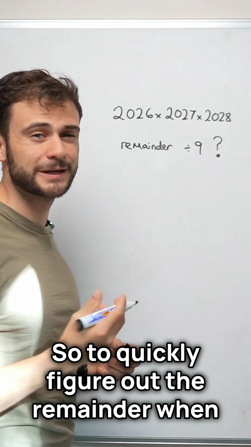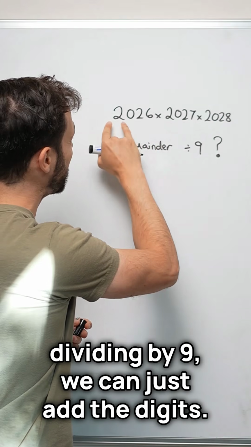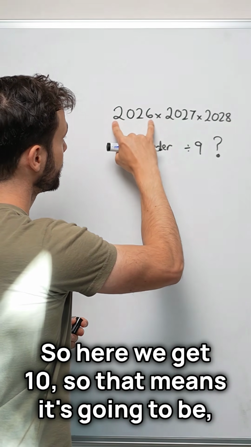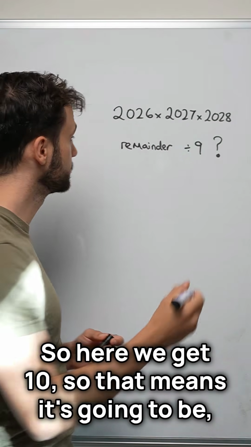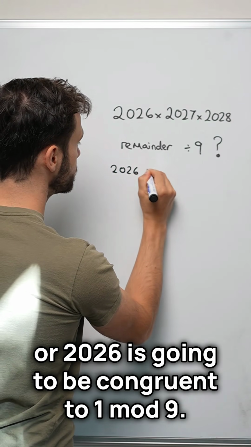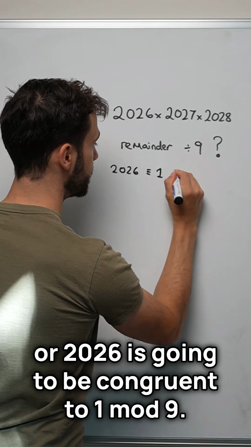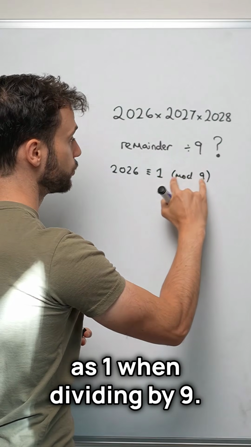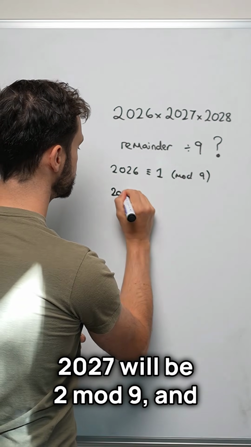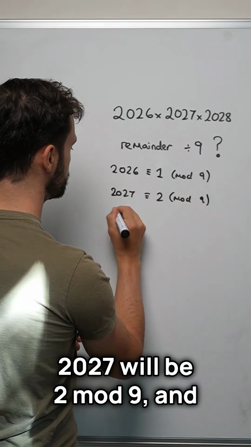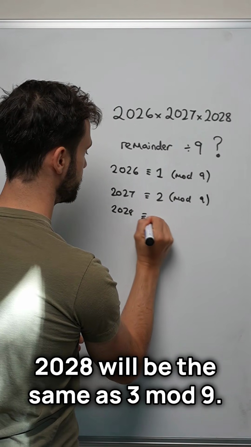So to quickly figure out the remainder when dividing by 9, we can just add the digits. So here we get 10. So that means 2026 is going to be congruent to 1 mod 9. So it has the same remainder as 1 when dividing by 9. 2027 will be 2 mod 9, and 2028 will be the same as 3 mod 9.